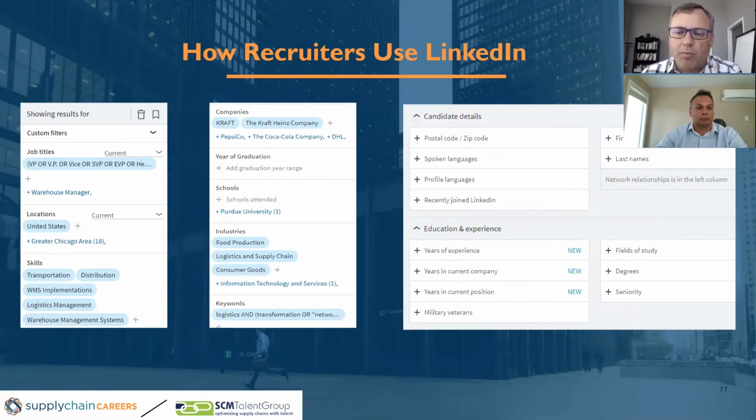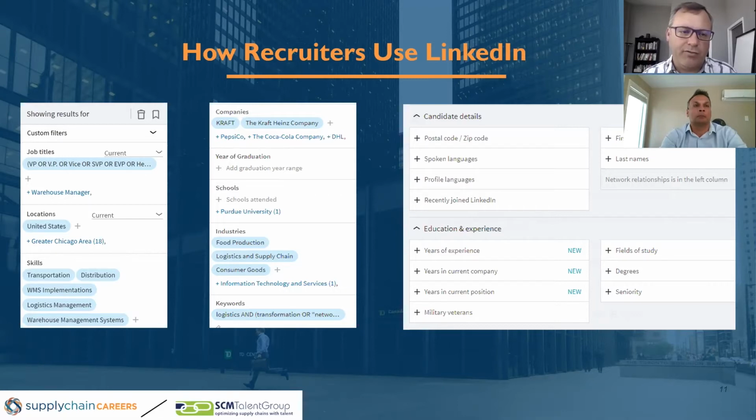So I think it's super important to understand how recruiters use LinkedIn. What you're seeing here on the screen is an example of a real search that I conducted. It's probably been a few years ago for one of our main clients. They were looking for a VP of logistics, and we filled the role successfully. That person's actually still in the role today. They wanted somebody with food and beverage experience.